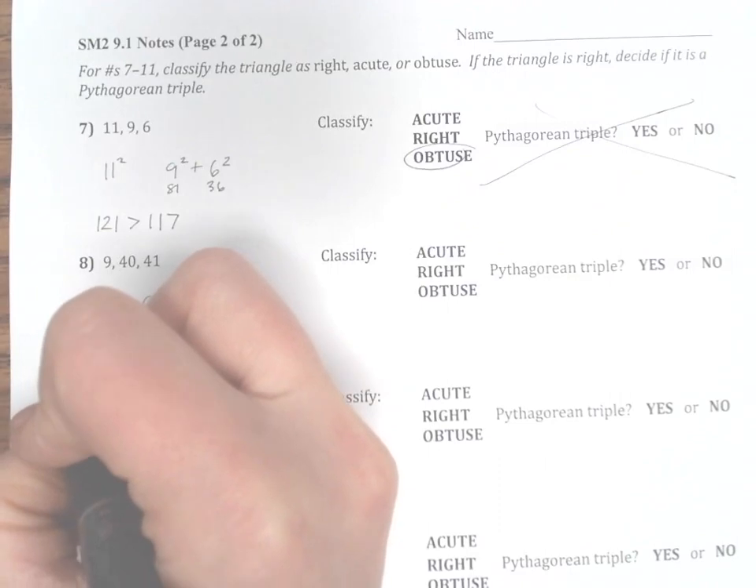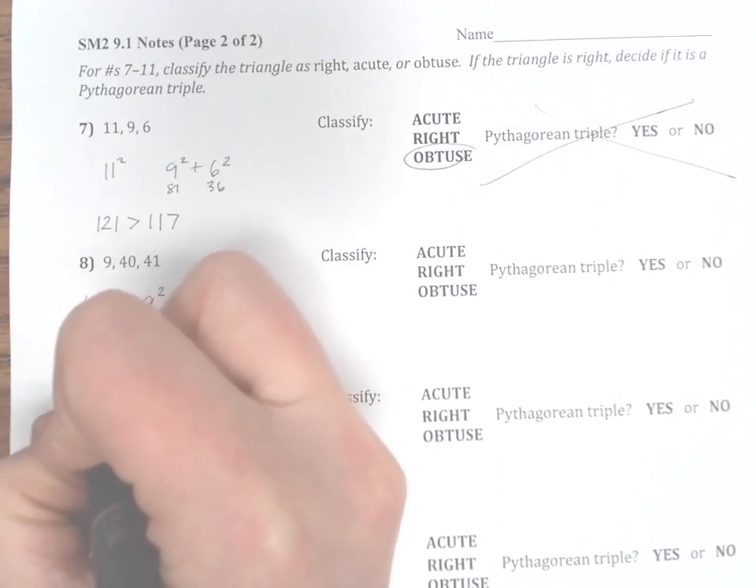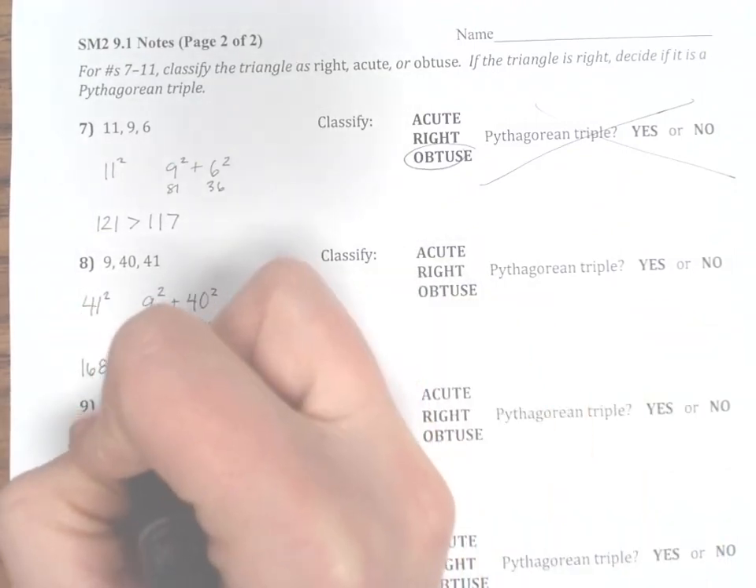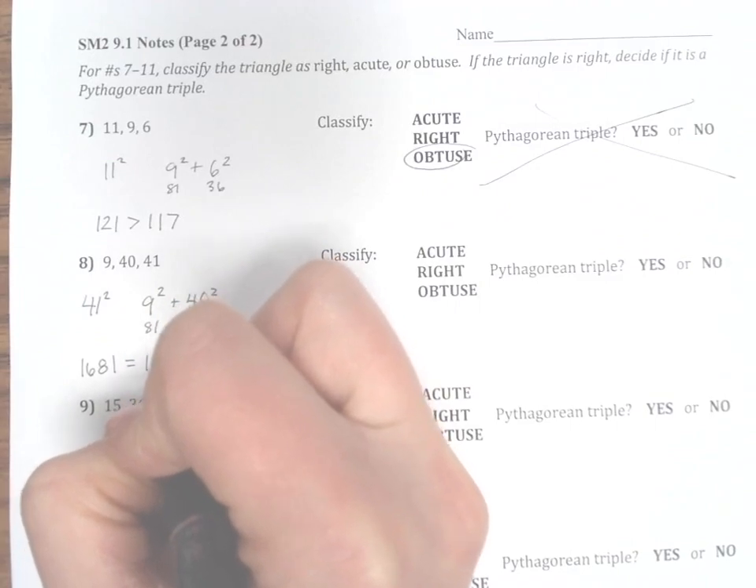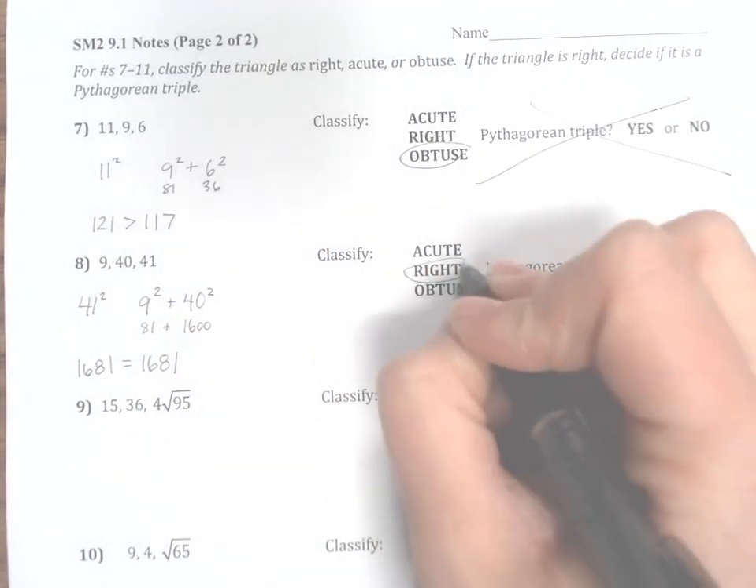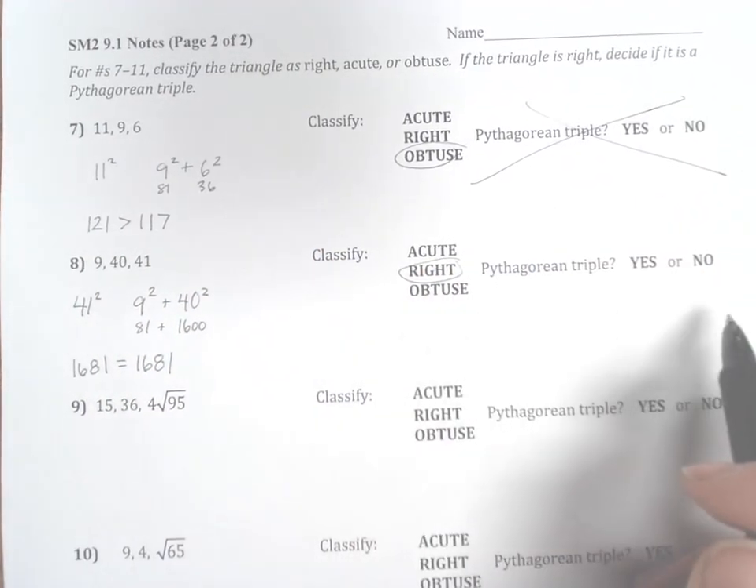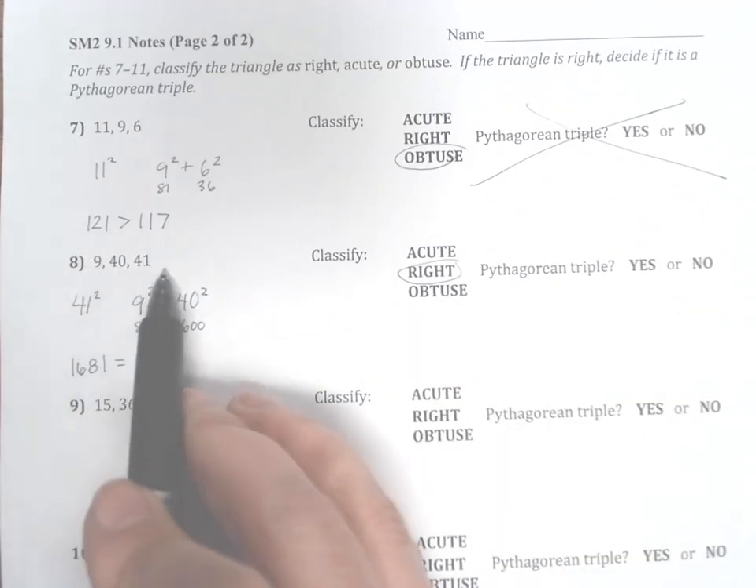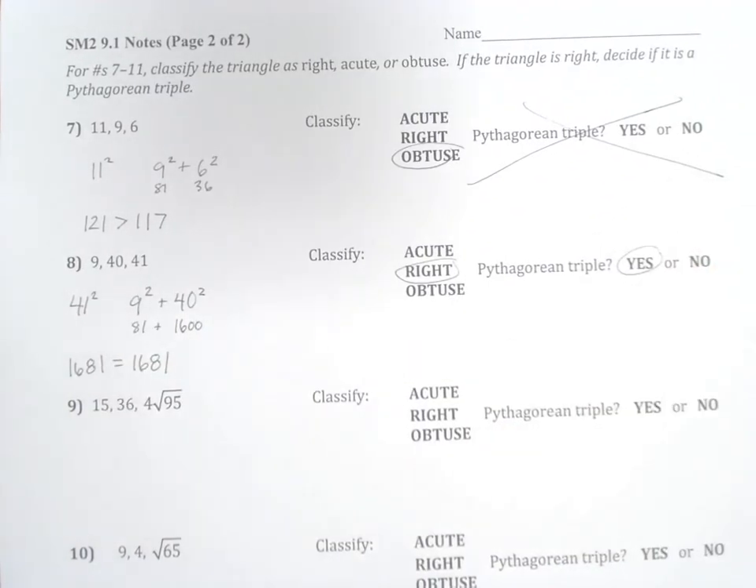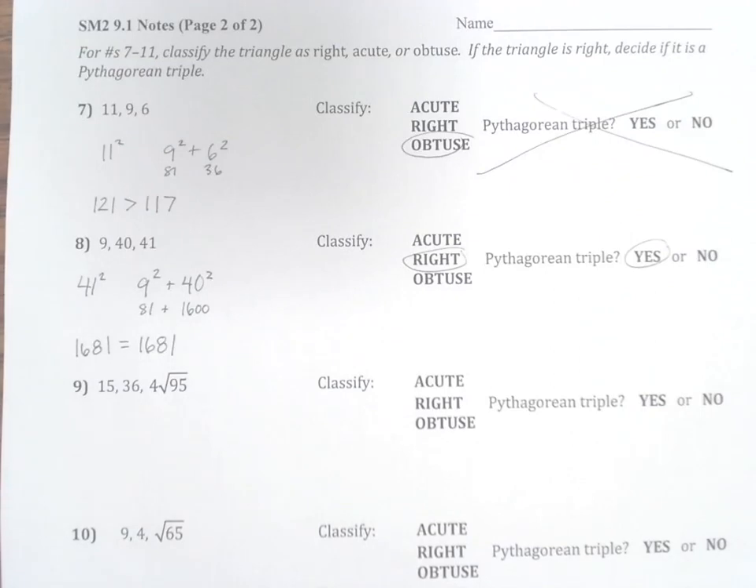And 41 squared ends up being 1681. So if you were to add those together, that would be 1681. So those are equal. So it is a right triangle. And Pythagorean triple, well, those are all integers. So yes, it is a Pythagorean triple.